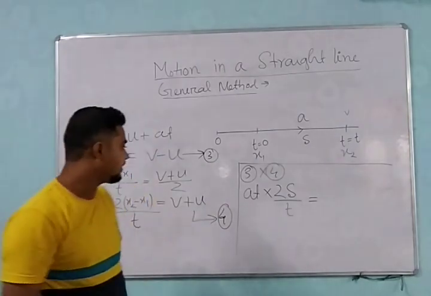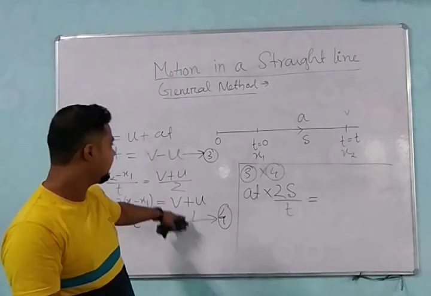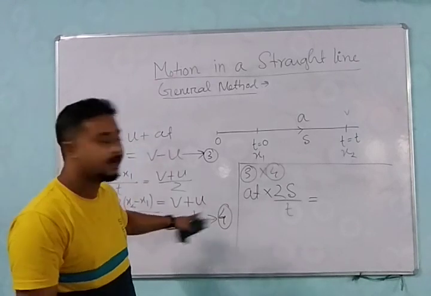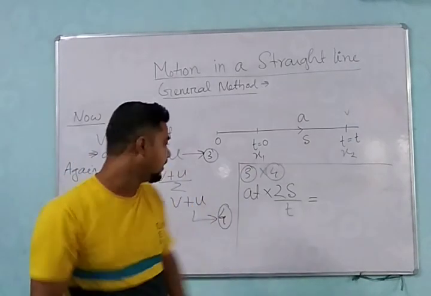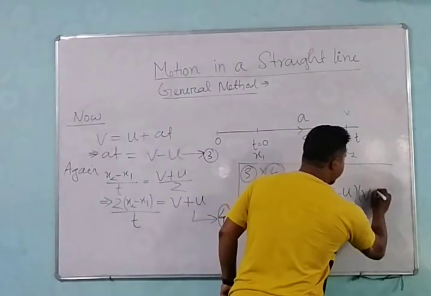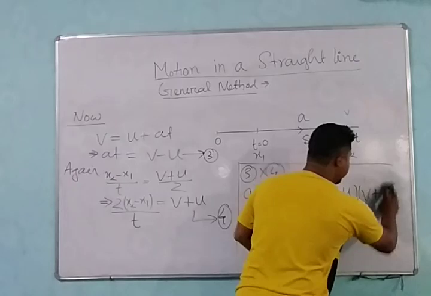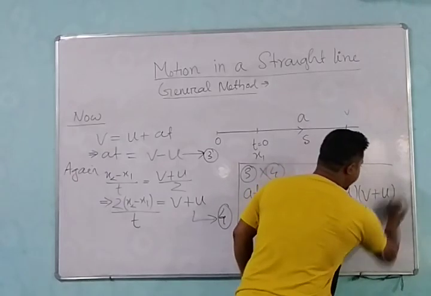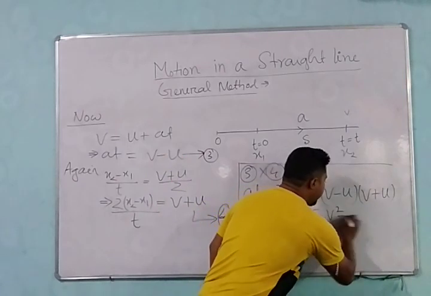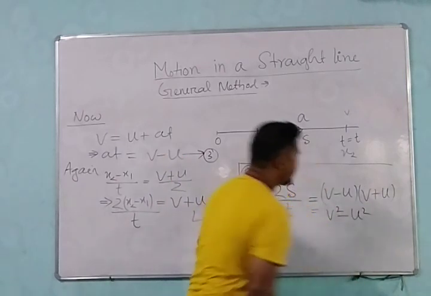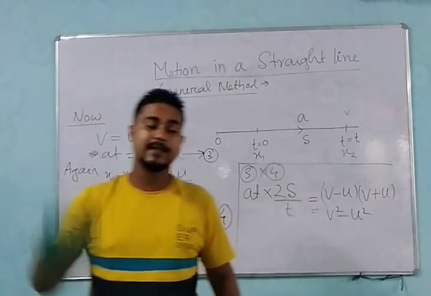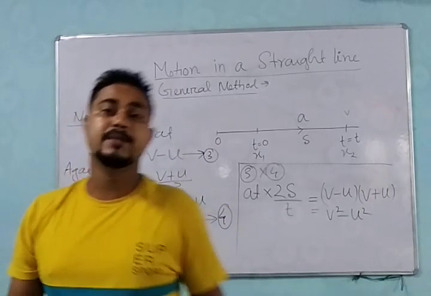Okay, so what will that be equal to? If we see the right hand side of equation number 3 and 4, we can write p minus u into p plus u. It is in the form a minus b into a plus b, which is equal to a square minus b square. So here it will be v square minus u square.